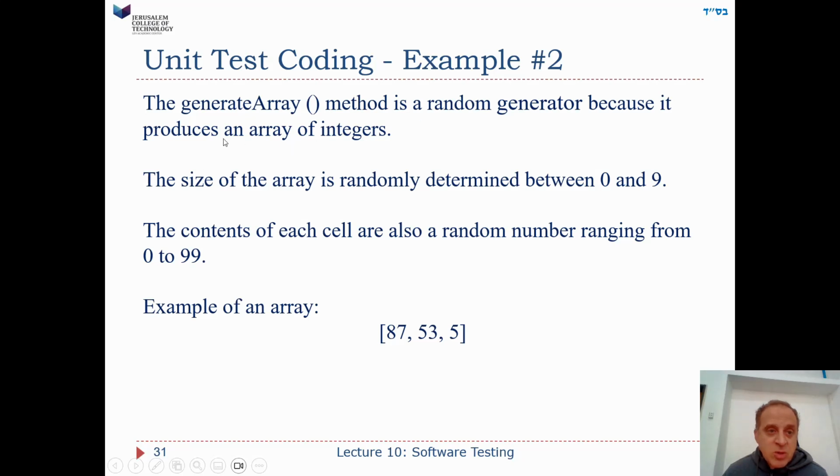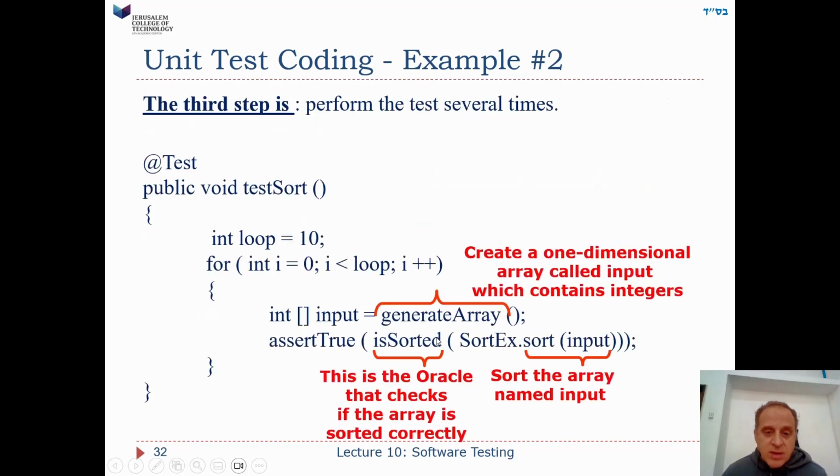It produces a random array of integers. Not only is the array size random, but the values in the array are random. Of course, they're within a range. We might get an array like this: 87, 53, 5. Fine.